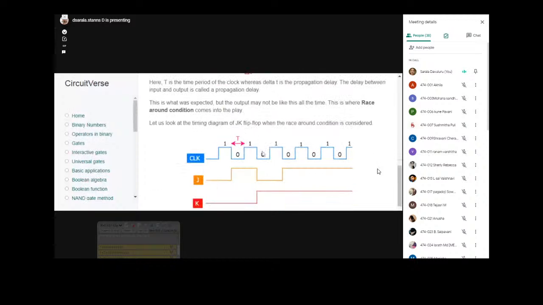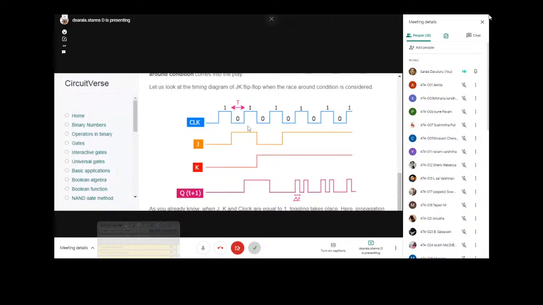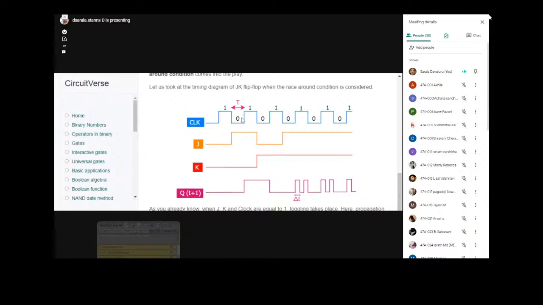So now let us look at this when race around condition is considered. In the previous case, race around condition was not considered, so there was a delay. When you have J and K like this, what is happening? This is the time period during which it is going low. J is high, K is 0. You expect the output to be high here, but there is a delay. Similarly, J is going 0, K is going high immediately. K is high, so you expect it to go to 0, but it is not happening. It continues to be high until the next transition comes.